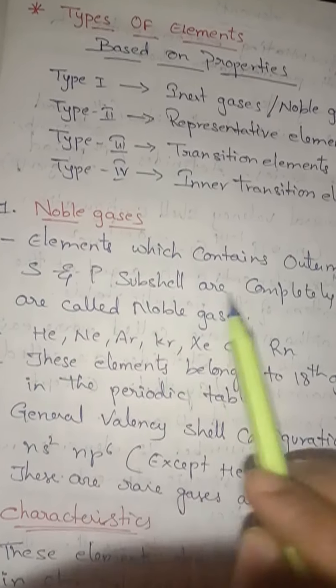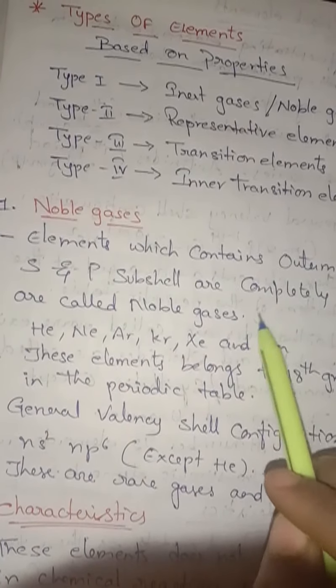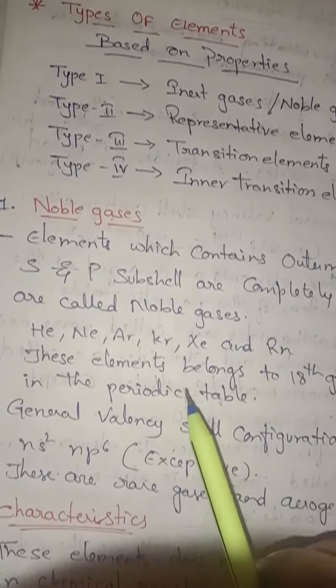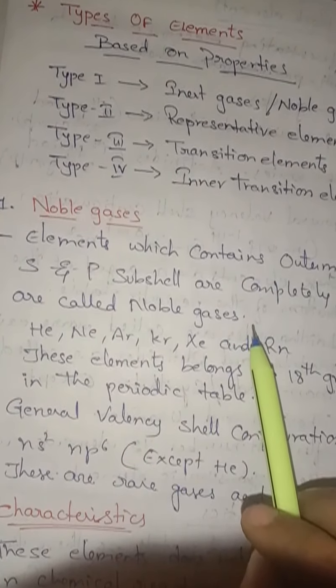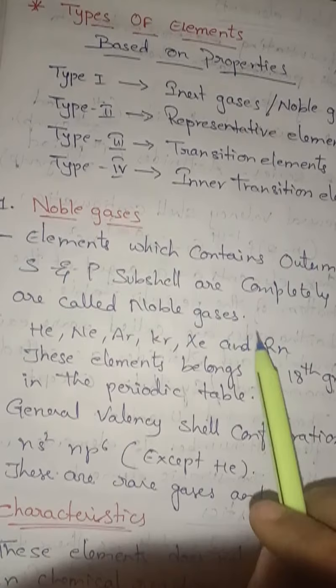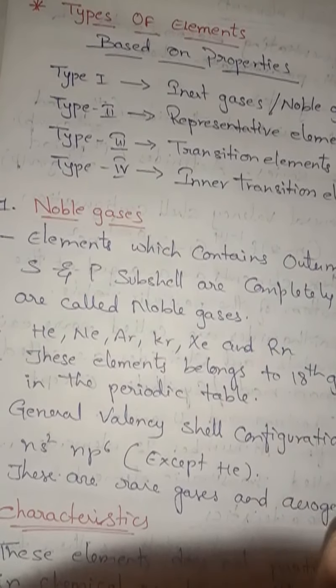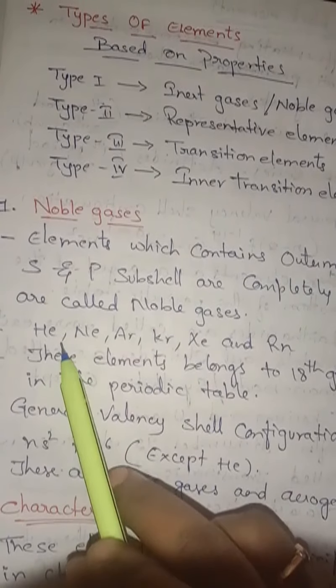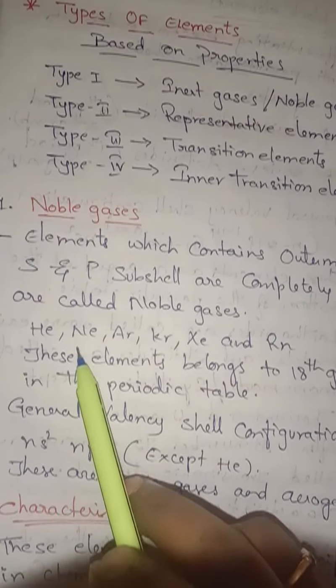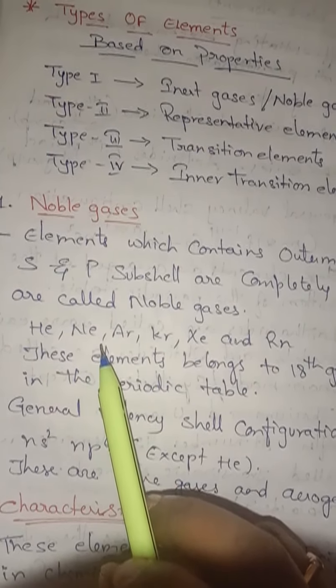So they belong to monoatomic gases, that means they have a single atom. For example, O2 is diatomic, that means two atoms are combined. For example, S4 is tetraatomic, like that. They are monoatomic. Next, they have high ionization potential.